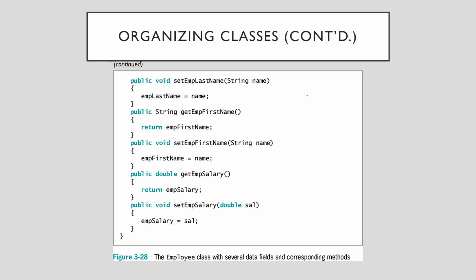Getters and setters for the other fields like last name: setters for the last name, getters for the first name, setters for the first name, getter for employee salary, setter for employee salary. Right?